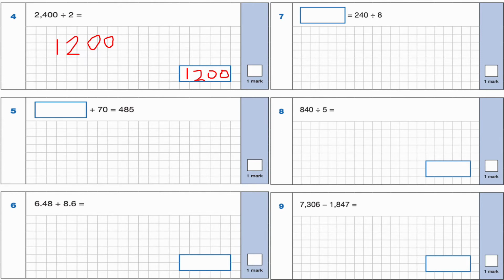Question number 5, some number plus 70, I get 485. So if I work backwards, if I do 485, take away the 70. 5 take away the 0 is 5, 8 take away 7 is 1, and 4 take away nothing is 4. So the answer is 415.